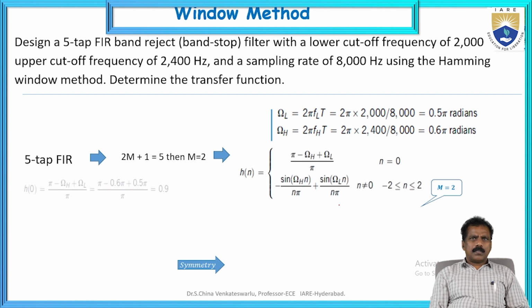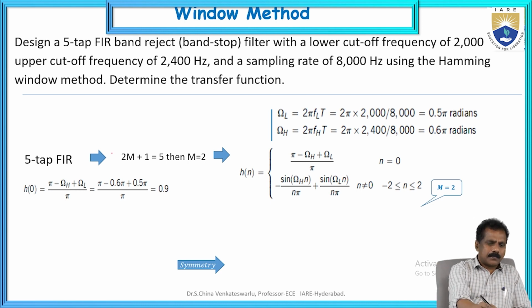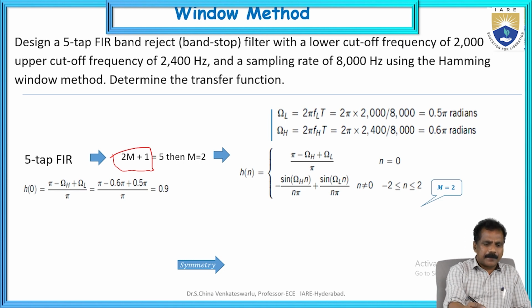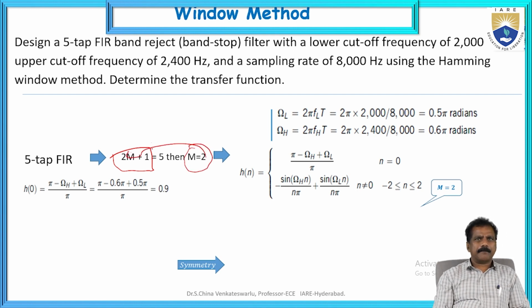Here, omega L is given and omega H is also given. For a 5-tap filter, 2M plus 1 is equal to 5. Previously we used the term 3-tap FIR filter; here it is 5-tap. Then M is equal to 2: 2 into 2 is 4, 4 plus 1 is 5.